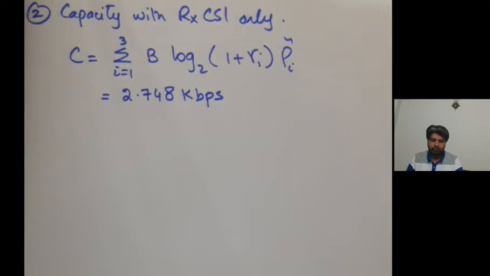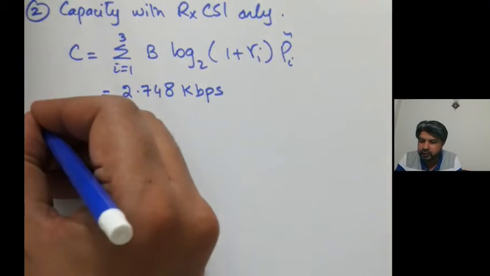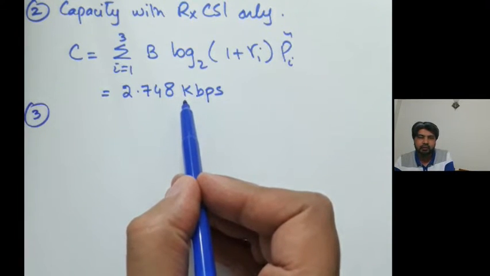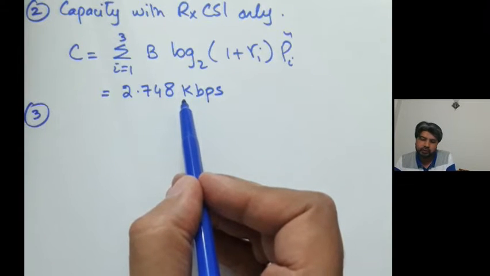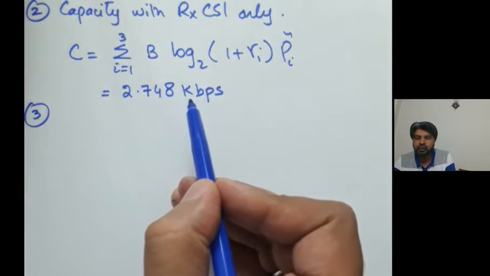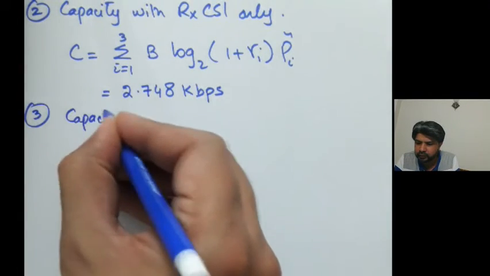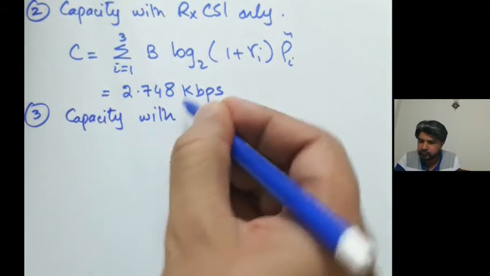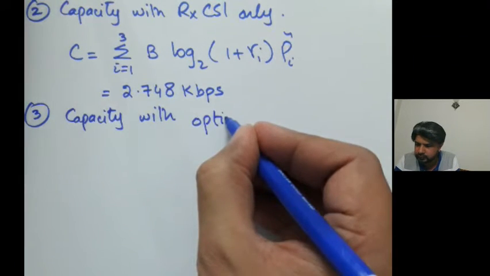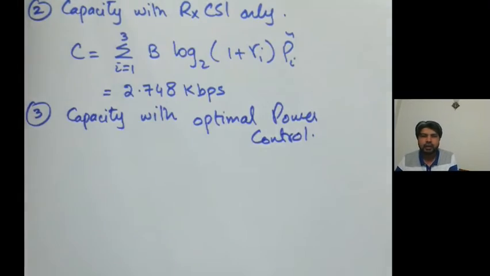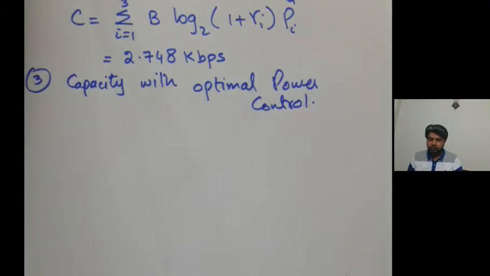And now we would compute the capacity under the optimal power control. So this is part 3. Remember, the capacity with Tx and Rx CSI, but with only rate control and no power control, would be the same under those conditions. Now the third part is the capacity with optimal power control. So now we need to compute what is the capacity with optimal power control.